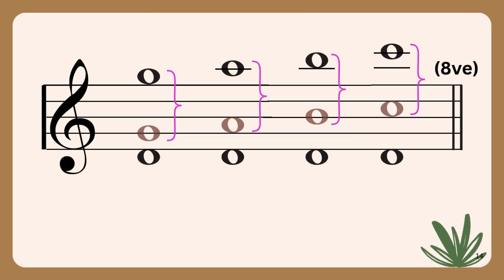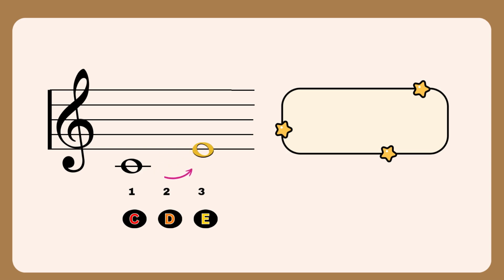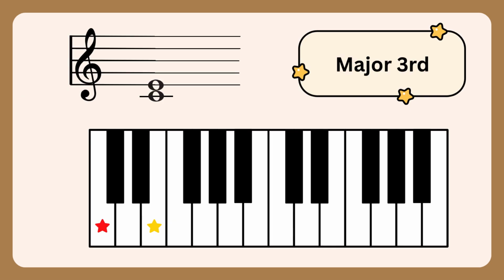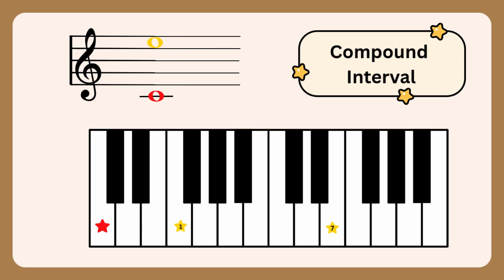For example, from C to E is a major third. This is a simple interval because it is smaller than an octave. But what happens if we go from C to the higher E, one octave above? Since the interval extends beyond one octave, it is called a compound interval.